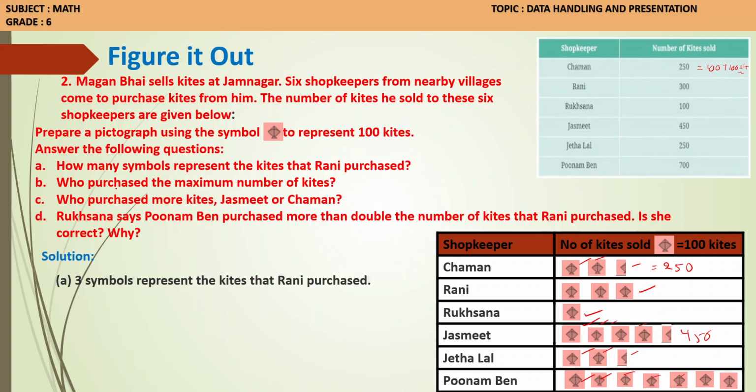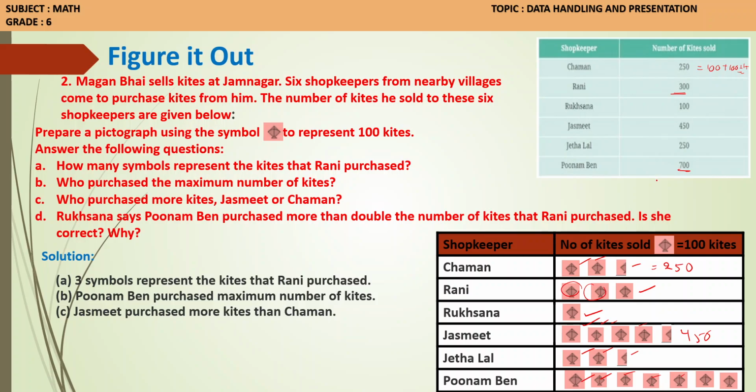Let us answer the first question. How many symbols represent the kites that Rani purchased? Rani purchased 300. So how many symbols? It's this one, 3 symbols. So 3 symbols represent the kites that Rani purchased. Who purchased the maximum number of kites? Poonam Ben purchased the maximum number of kites.